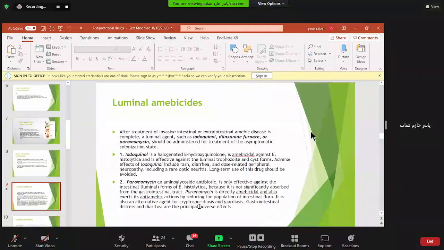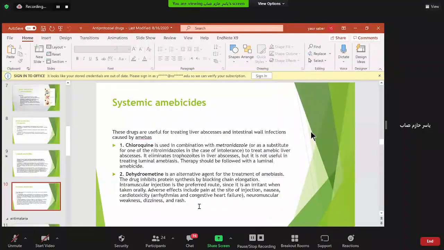As for the systemic amebicides, they are useful to treat liver abscess and intestinal wall infection caused by amebas. Chloroquine is used in combination with metronidazole, or as a substitute for one of the nitroimidazoles in case of intolerance, to treat amoebic liver abscess. It eliminates trophozoites in the liver abscess, and it is not useful in the treatment of luminal amoebiasis. Therapy should be followed with the luminal amoebicides.